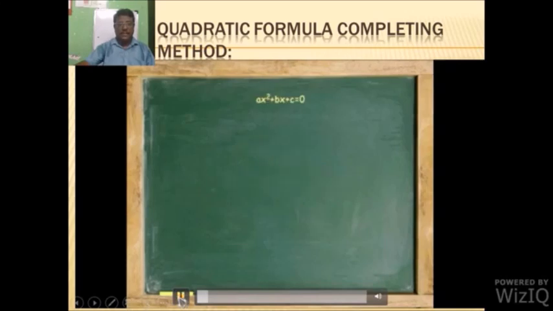Again, look at the equation, ax square plus bx plus c equals 0. Divide each term by a. You can see the first term is getting cancelled. So what do you get? x square plus bx upon a plus c upon a equals 0. Now we can bring the constant term on the right hand side. So x square plus bx upon a equal to minus c upon a.